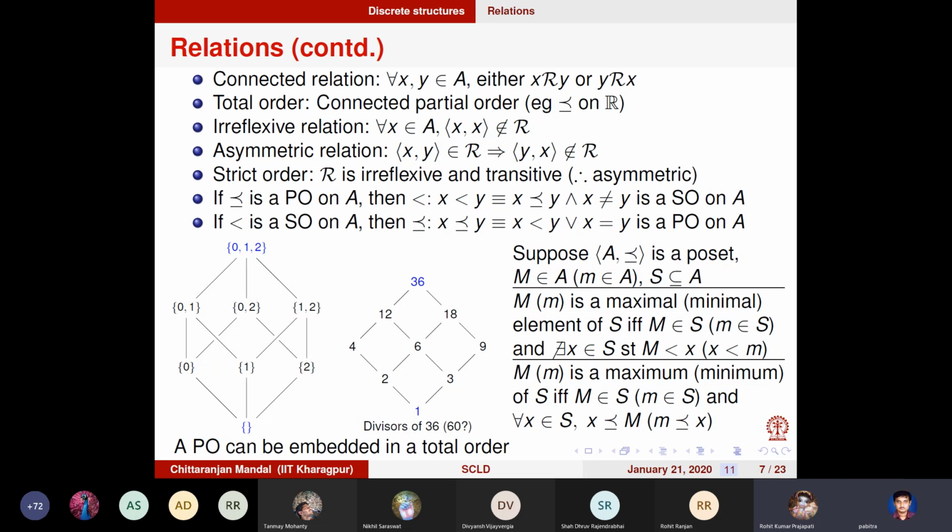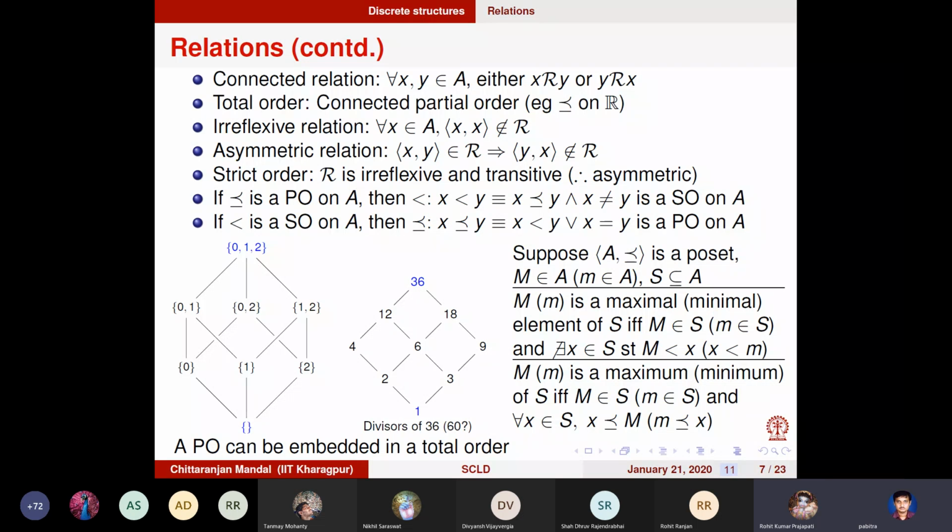It cannot have two maximums, whereas the maximal or, equivalently, the minimal can be more in number. They can be more in number. Okay, so what is the definition? I'm telling only about the maximal and maximum. The corresponding thing for the minimal and minimum will also hold. Let me define maximal and maximum.